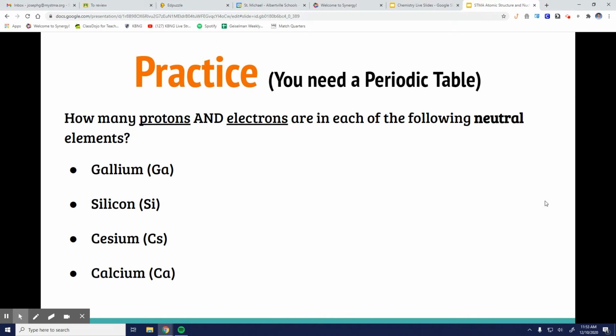So we're going to give you some practice time. You're going to need your periodic table that you can find under the materials in Google Classroom. Let's go through this, all right? How many protons and electrons are in the following neutral elements, meaning they are the same? All right, ready, set, go.